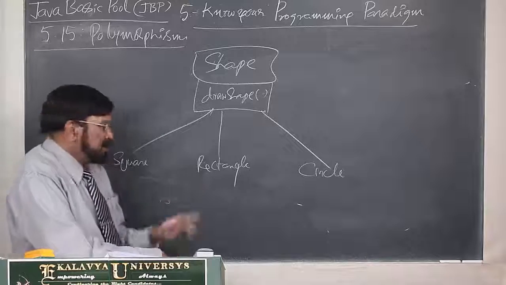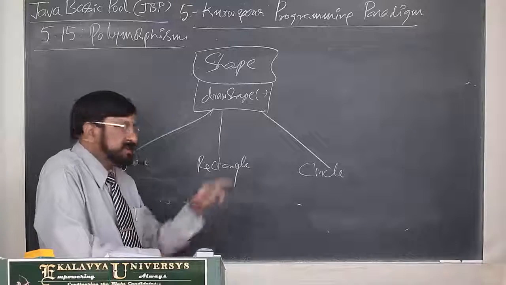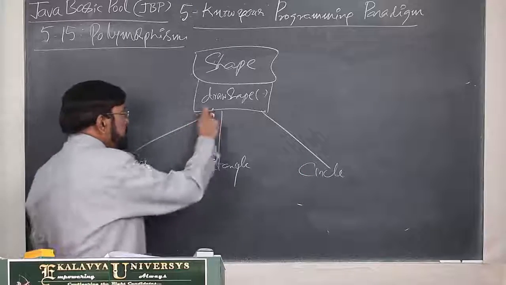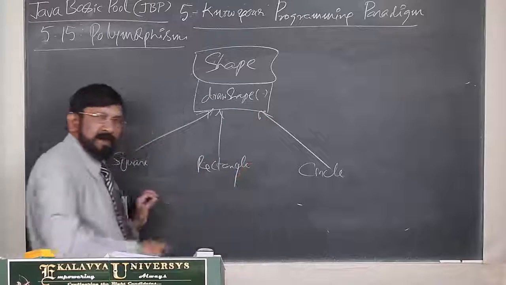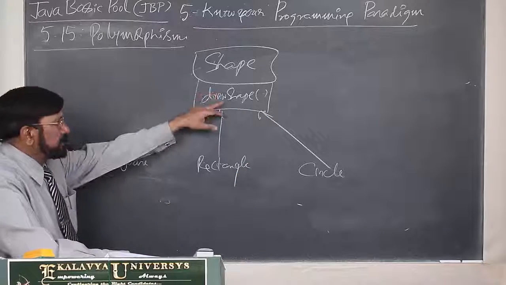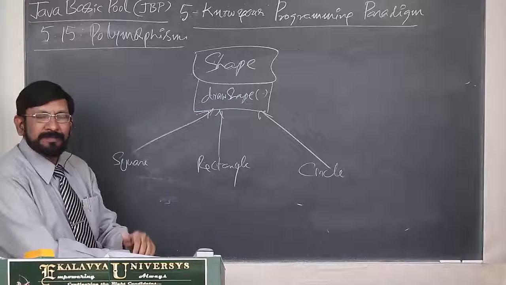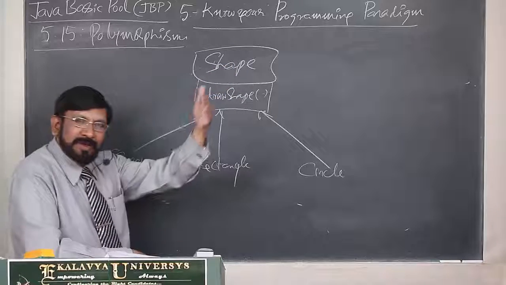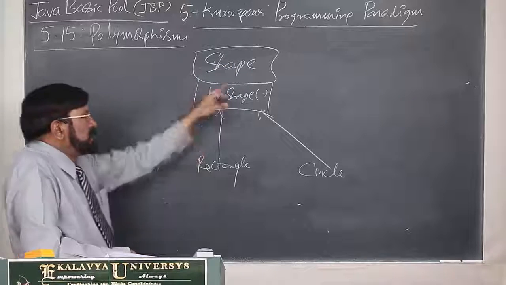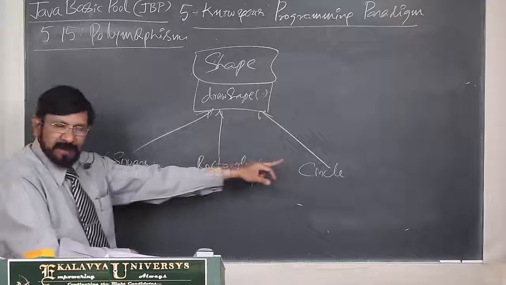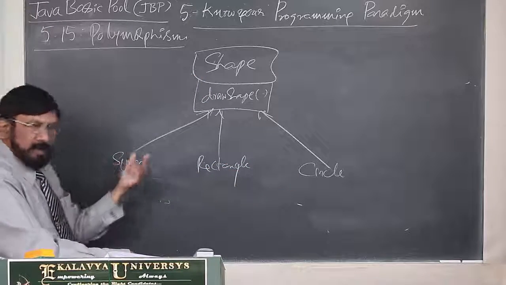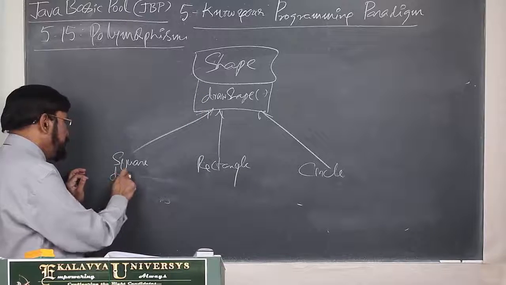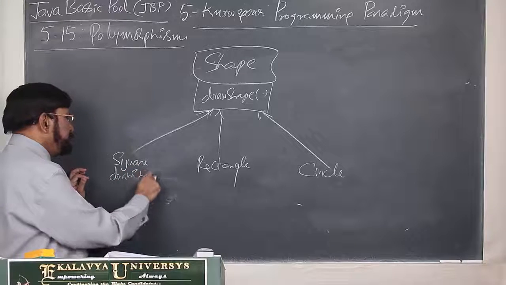Do you agree with that? Rectangle is a type of shape. Circle is a type of shape. Now because of inheritance, what is happening? The 3 subclasses are inheriting the draw shape function of the shape, just as you get your father's property. Here this is the superclass, and these are the subclasses. Obviously, because of the inheritance feature, they inherit that one. What is that? The draw shape.